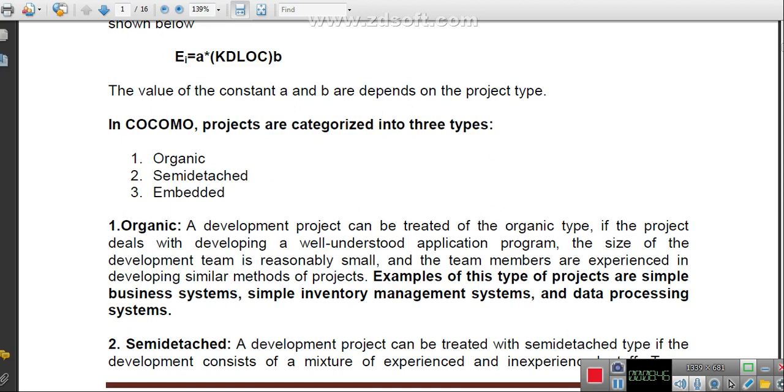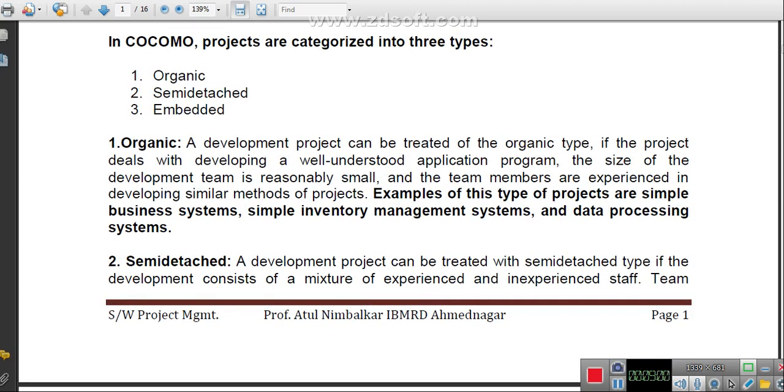And to calculate how much effort or how much time is required to complete this type of project, you just have to put the value of your KDLOC in that particular formula. Then you are in a position to get the actual cost, or the effort or time required to complete that project.